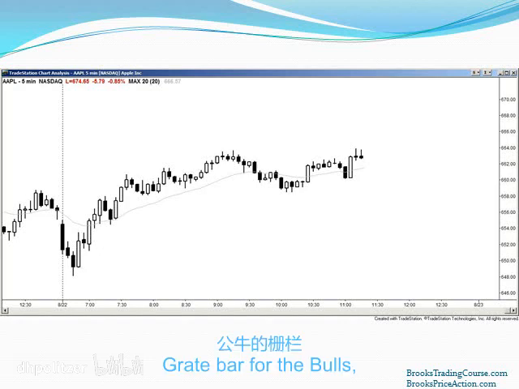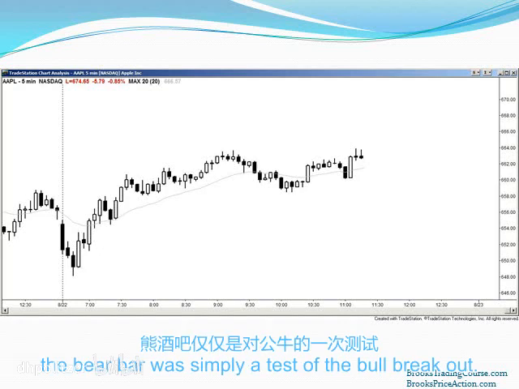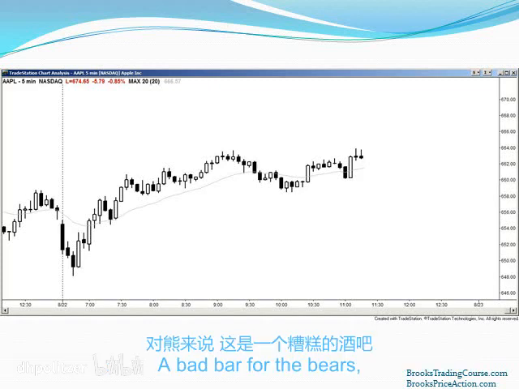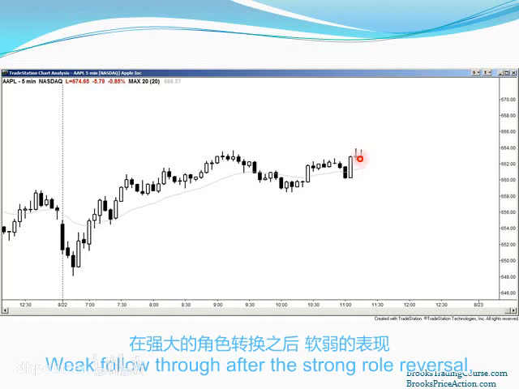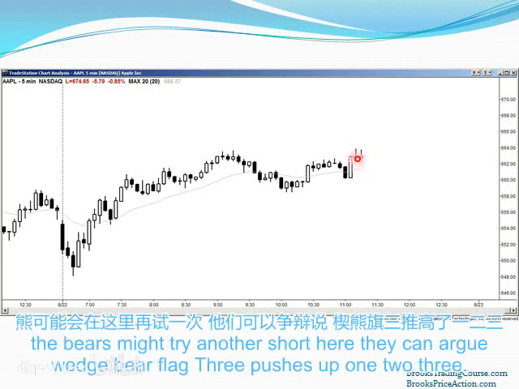Great bar for the bulls. It turns out the bear bar was simply a test of the bull breakout. Bad bar for the bears. However, weak follow through after this strong bull reversal. The bears might try another short here.